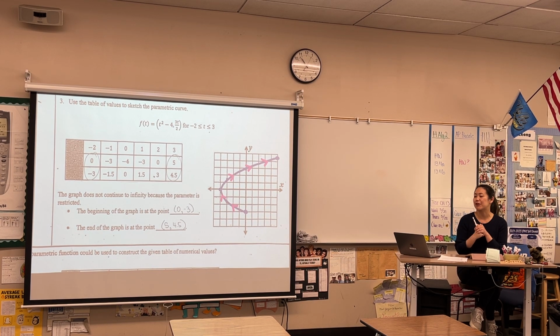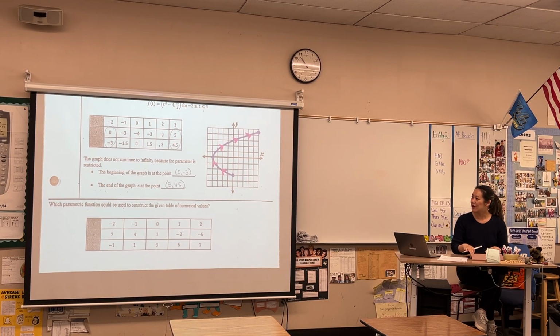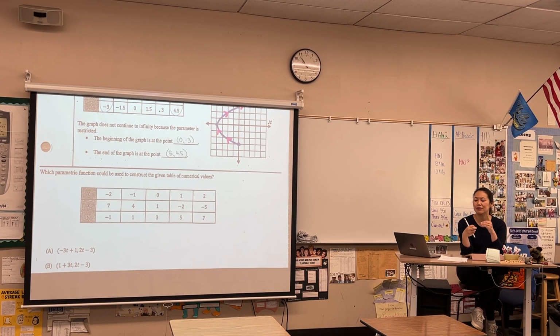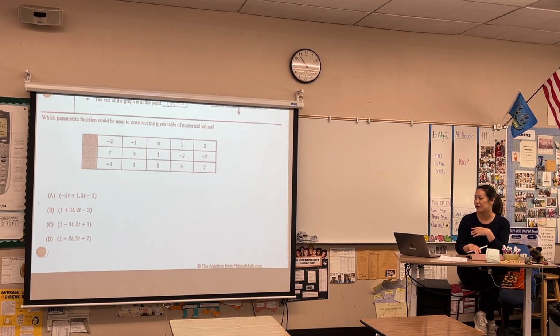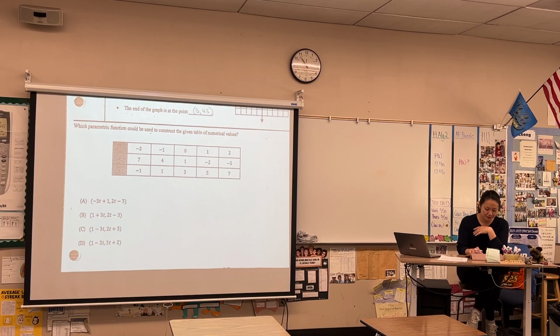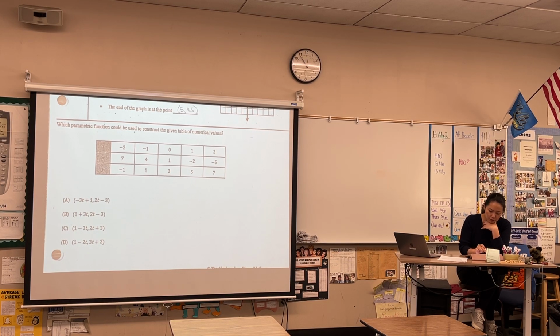So that's the basic idea of parametrics, where you have those two dependent variables based off of the one independent variable t. Okay? Alright, kind of going a little bit into this one. They give you the chart and they want you to decide which parametric function is used to construct this graph. Looking at these, notice all of these options are linear. So you just need to find the equation of the line that gets these points and the equation of the line that gets these points.